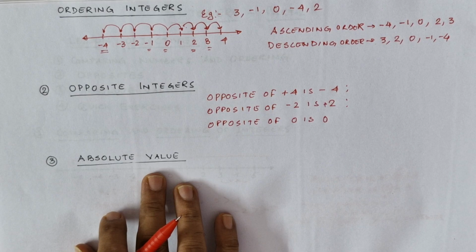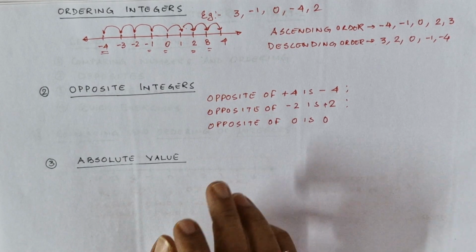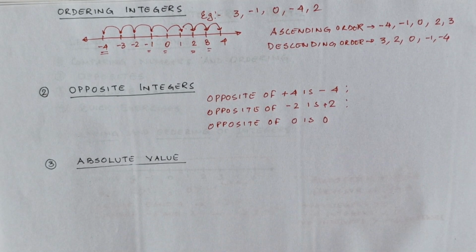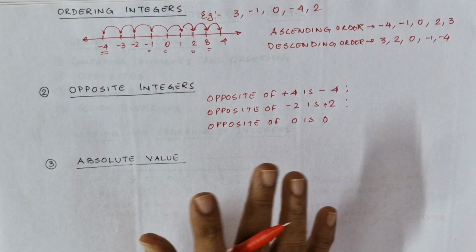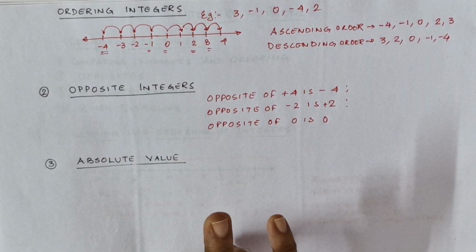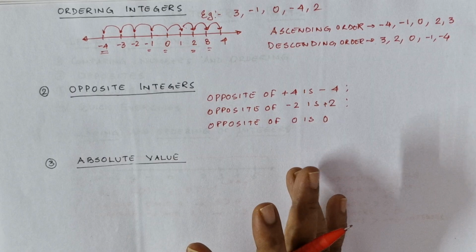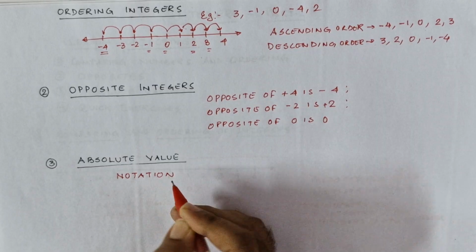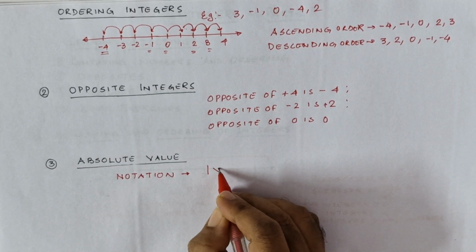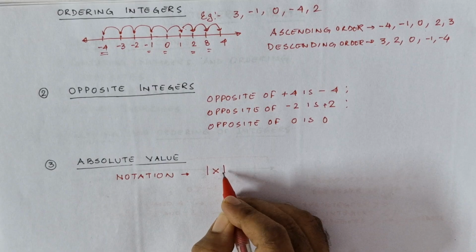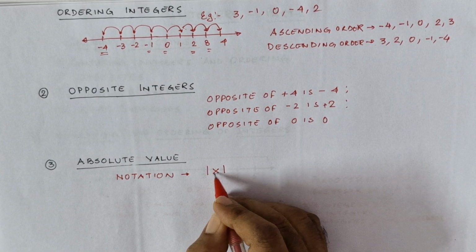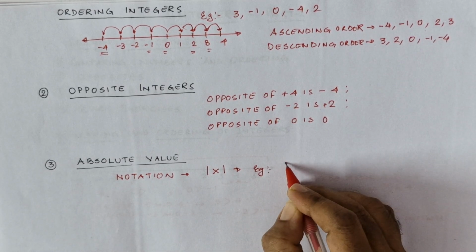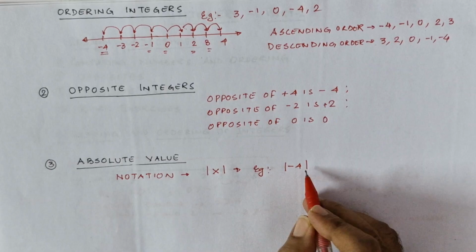Now what is the definition of absolute value? Absolute value is the distance from 0 which is always non-negative, or you can say it is a numerical value without any sign. Without any sign means not even positive or negative. Now what is the notation? How is it expressed? If x is an integer, we use 2 bars on the two sides of x. For example, the absolute value of minus 4.